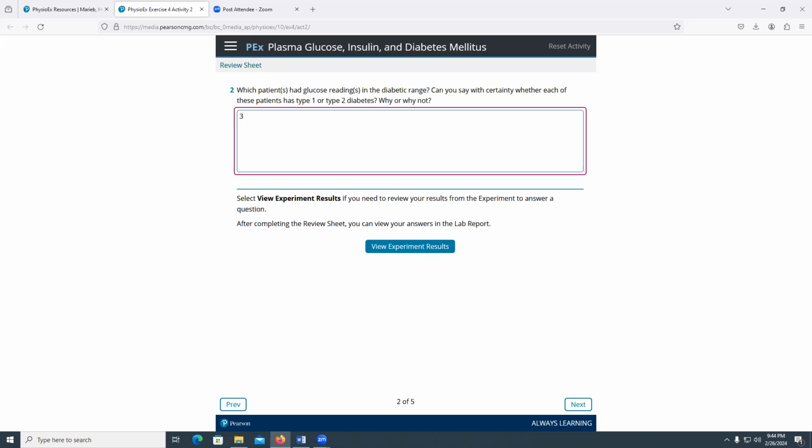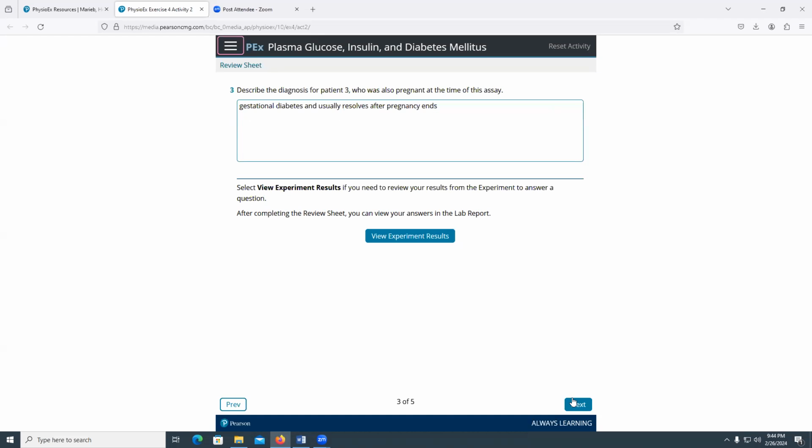Patients 3, 4, 5, and we can't tell if they are type 1 or 2 without further analysis of insulin levels in the blood. If you have diabetes and you have insulin, then that means you're type 2. But if you have diabetes and no insulin, it means you have type 1. I don't mean no as in no, but low, very low insulin.